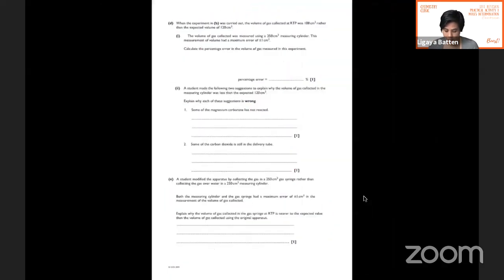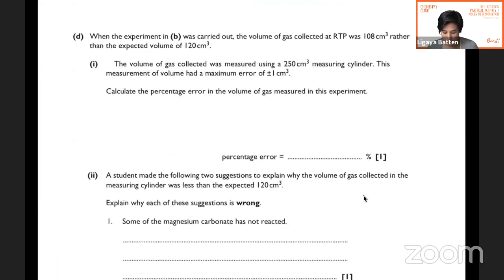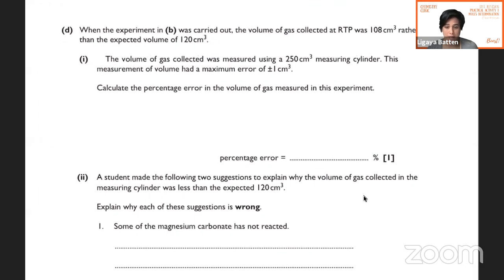Okay, so when the experiment in B was carried out, the volume of gas collected at room temperature and pressure was 108 centimeters cubed rather than the expected volume of 120 centimeters cubed. The volume of gas collected was measured using a 250 centimeters cubed measuring cylinder, and this measurement of volume had a maximum error of plus or minus 1 centimeter cubed. Calculate the percentage error in the volume of gas measured in this experiment.